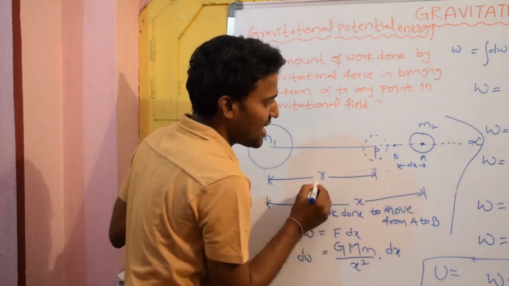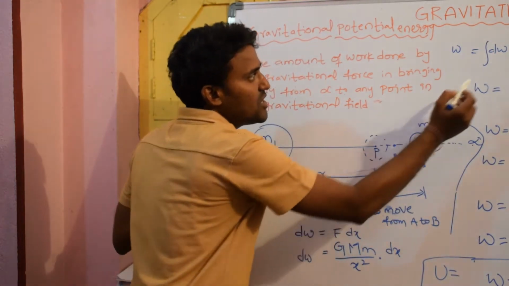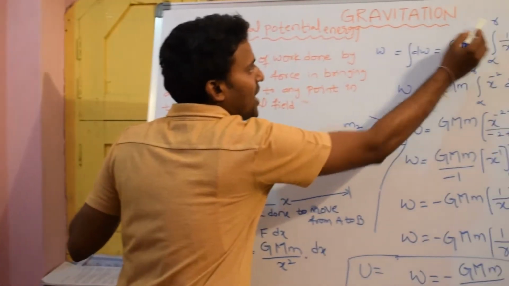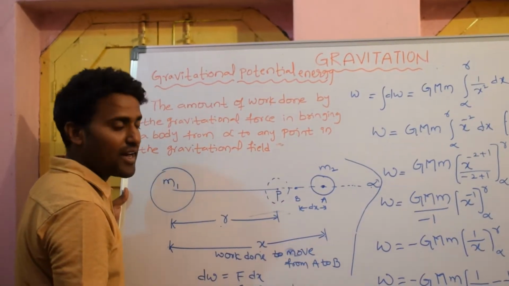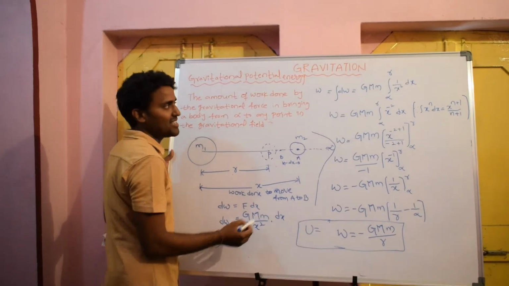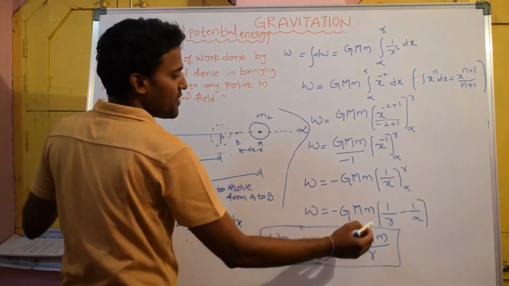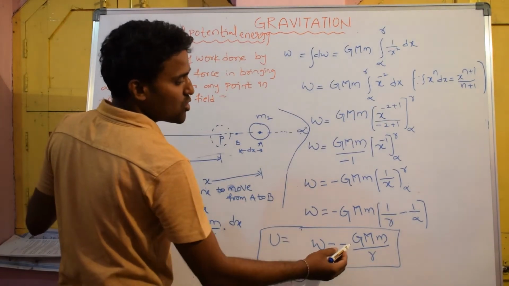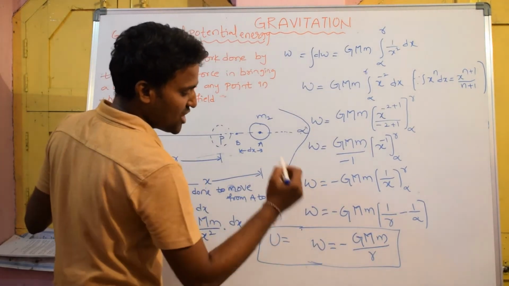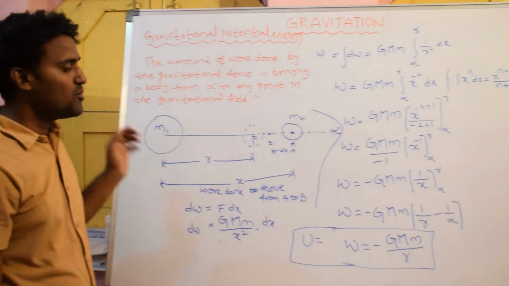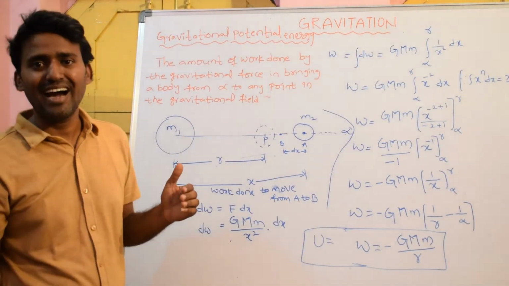Point B is at distance r, from here to here. So that's why the limits are infinity to r. I can calculate this using calculus from infinity to r. If I do the integration, I finally get work done equal to minus GMm by r. So potential energy U is equal to W is equal to minus GMm by r.